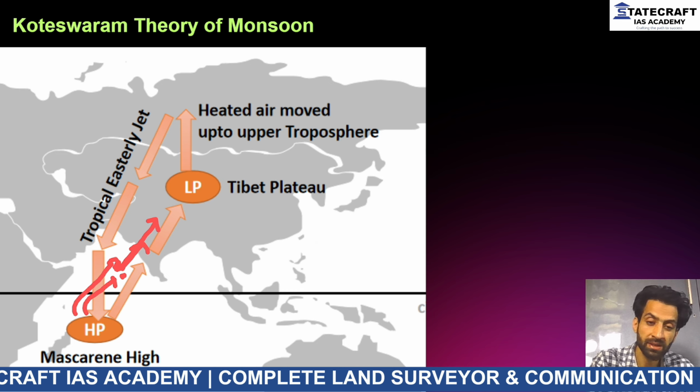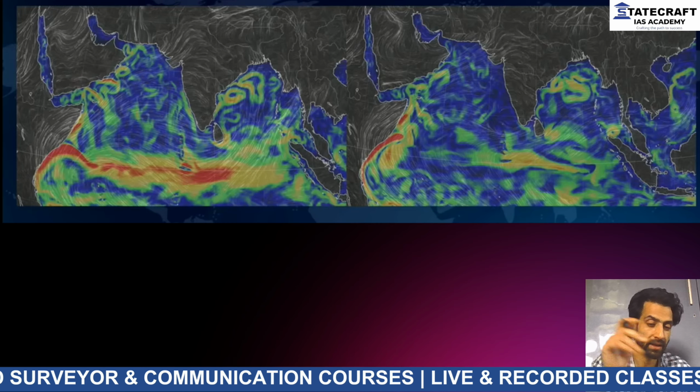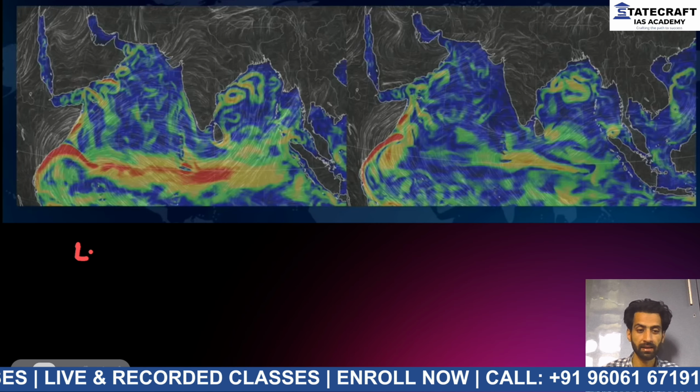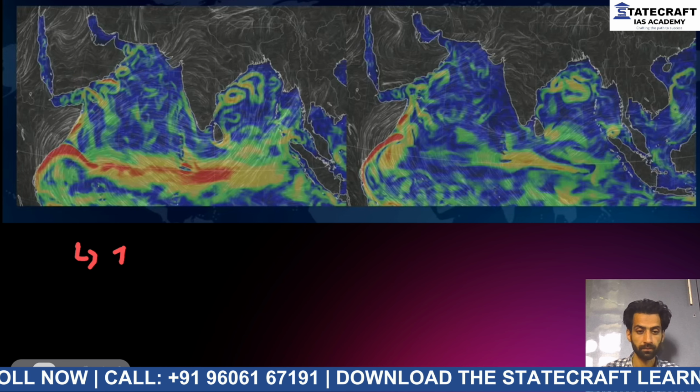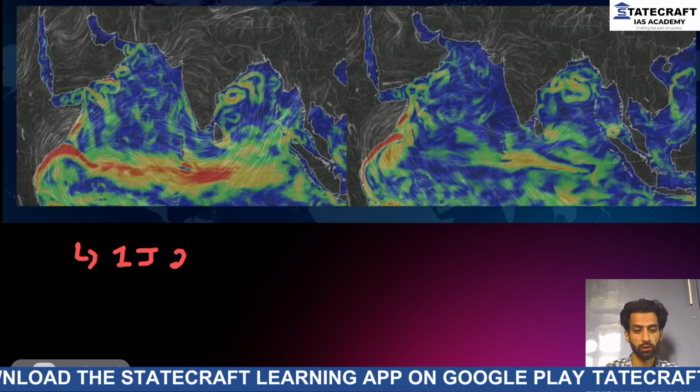And that is exactly what the satellite data predict this year. Look at this image. This is the image of 1st June 2025.